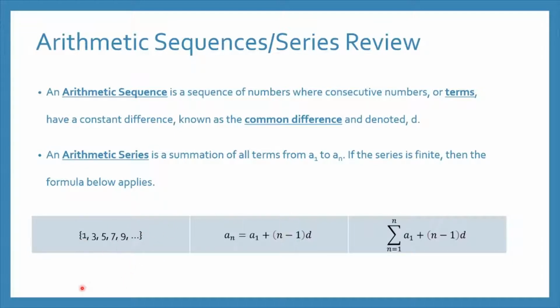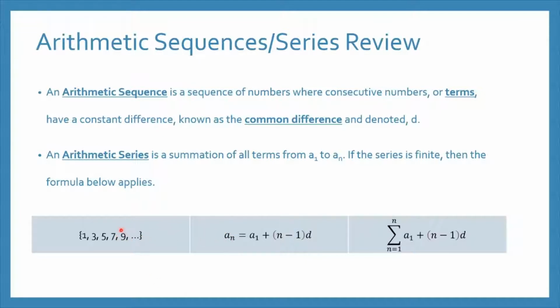And then the second thing to talk about is an arithmetic series, which is the summation of all the terms in an arithmetic sequence from a sub 1, being the first term, to a sub n, being whatever nth term. If the series is finite, then the formula below applies. The formula we're talking about for that is actually this right formula, but to quickly touch on what this left formula is addressing, this is how we find a sub n in a typical series.